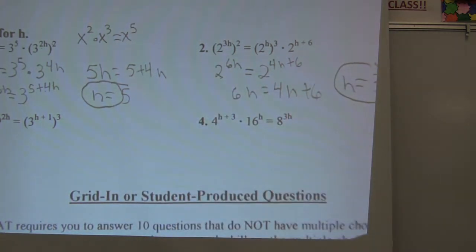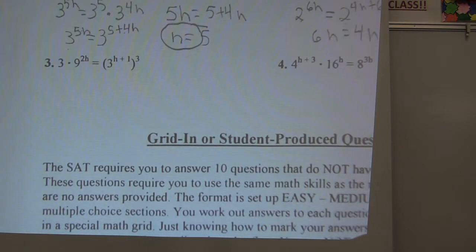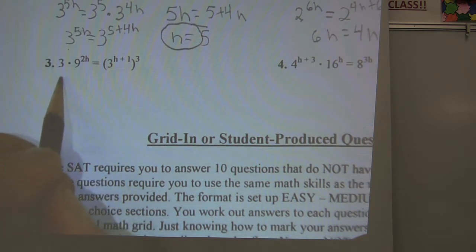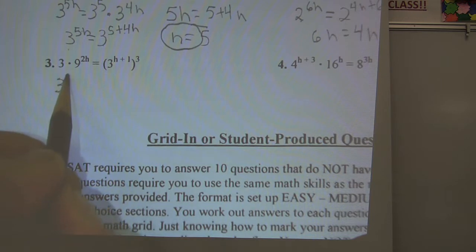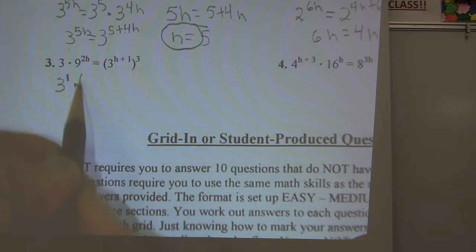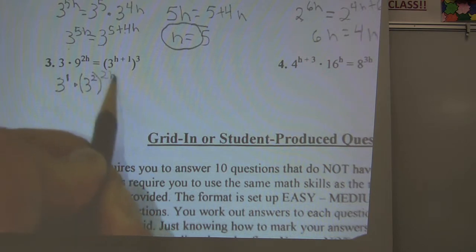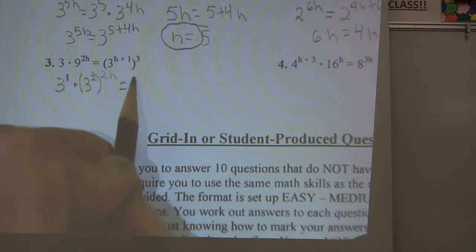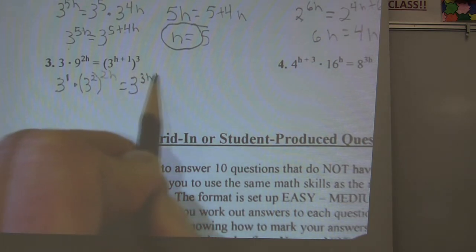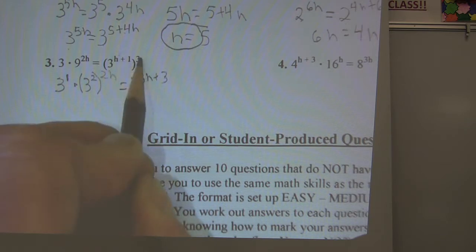Let's try number 3 down here. Now see that 9? That 9's a different base. I need to change 9 to 3 squared. This 3 right here is actually 3 to the first. There's no number there; it's understood to be a 1. The 9 is 3 squared, and it's raised to the 2h power. Over here on the right, I'm going to multiply because this is a power raised to a power, and I get 3h plus 3 because I multiply 3 times h and 3 times 1.